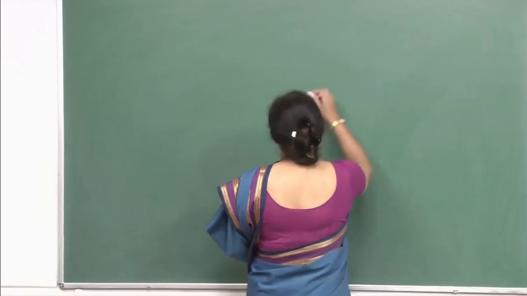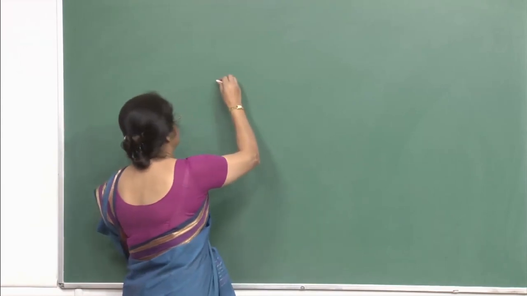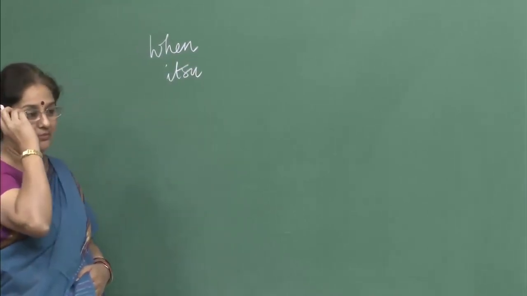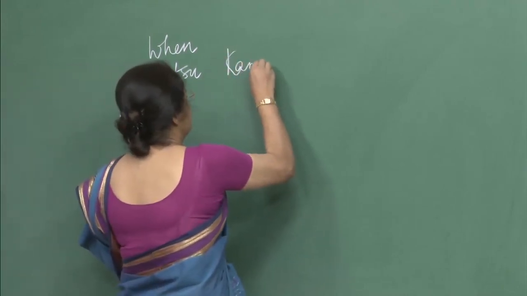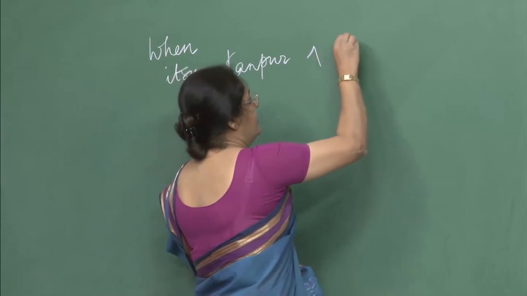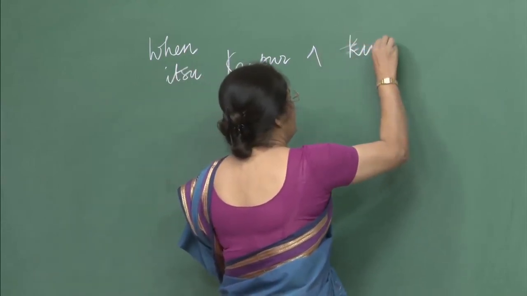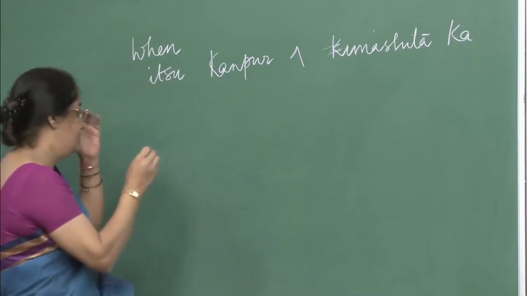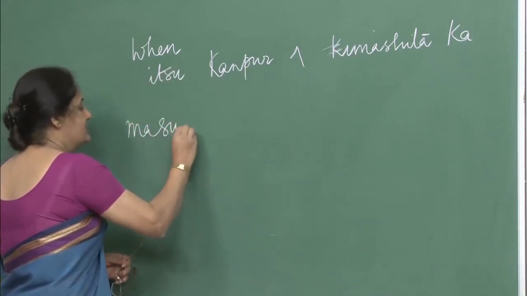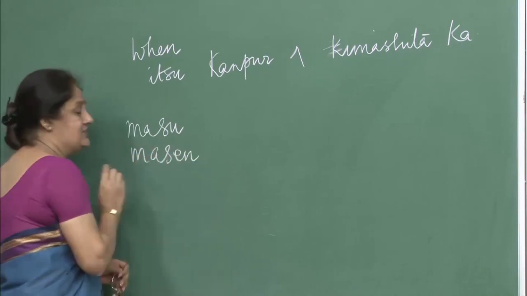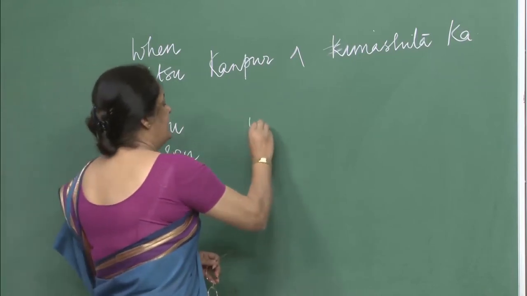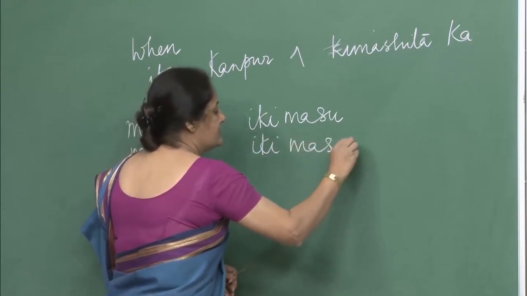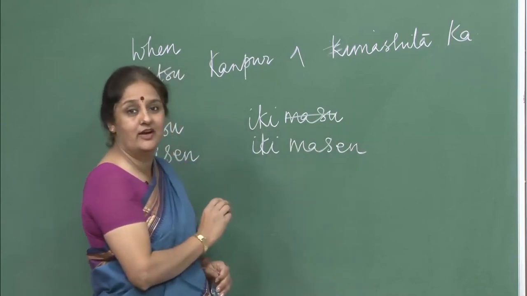You can see over here, when did you come to Kanpur? When, of course, you know is itsu. Itsu Kanpur e kimashita ka? You have done verbs in mas form, which is present, and masen, which is negative and present as well. So, well, ikimas and ikimasen. So, remove the mas and put masen for negative.